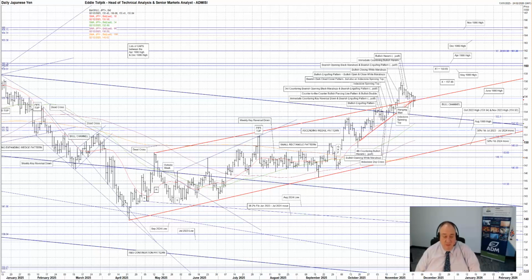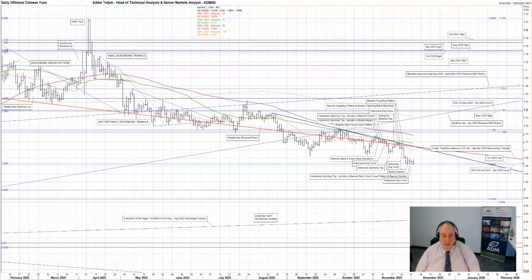The market pierced the bright red upper bull channel line yesterday and ended up closing right on it. So far today, a move up from the open, back up from over the bright red breached upper bull channel line, as well as over the June 1990 high at 155.78.